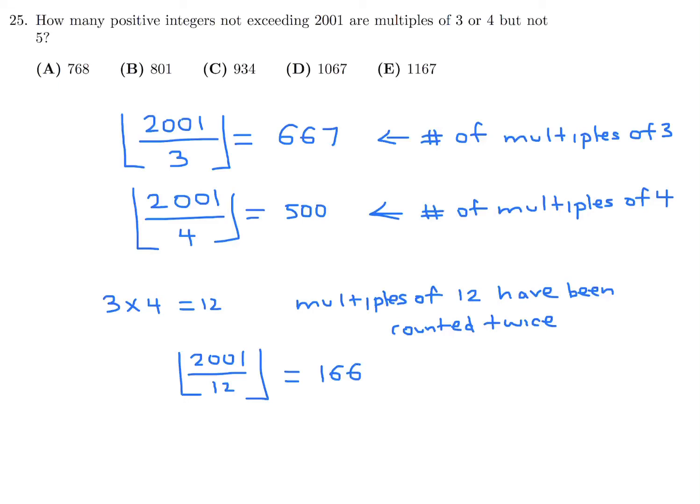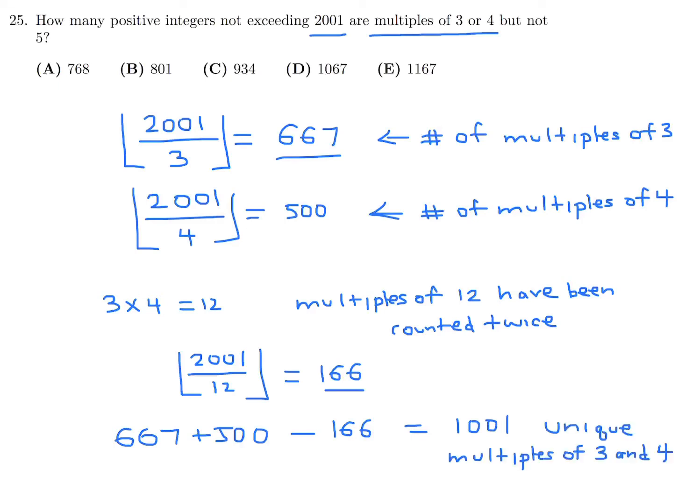So now the total number of integers that are multiples of 3 or 4 from 1 to 2001 is 667 plus 500, and we have to subtract the 166 that was counted twice. So therefore this is 1001 unique multiples of 3 and 4. All right, so now we've got the first part.